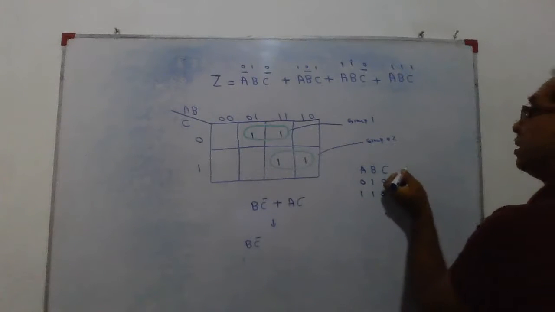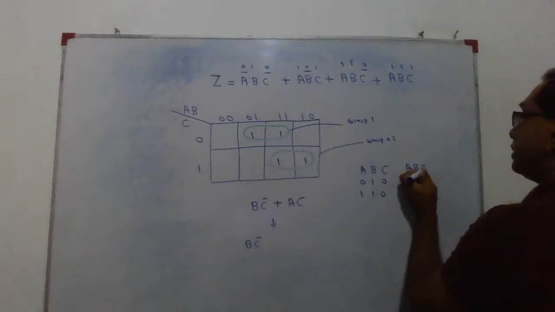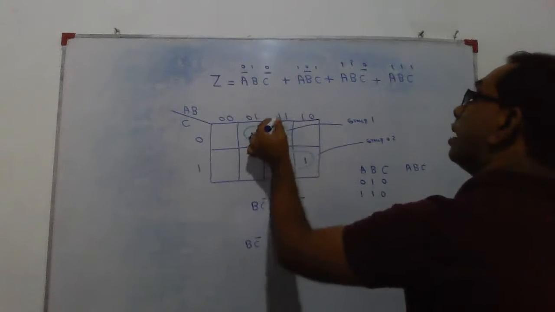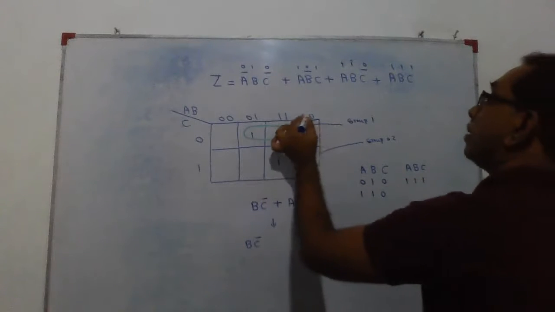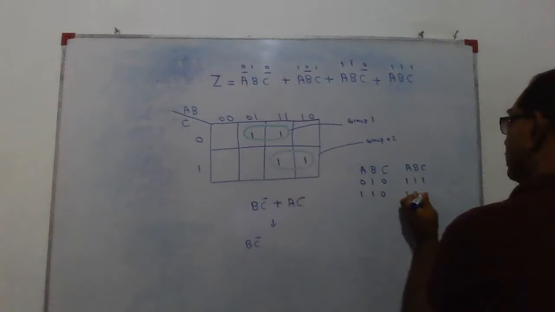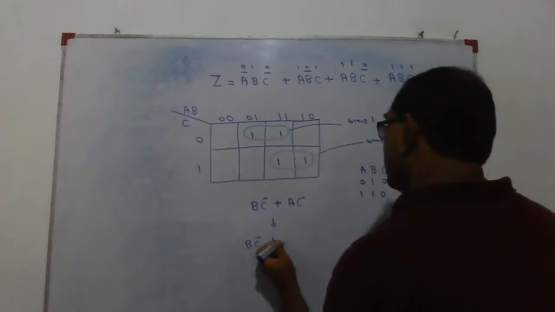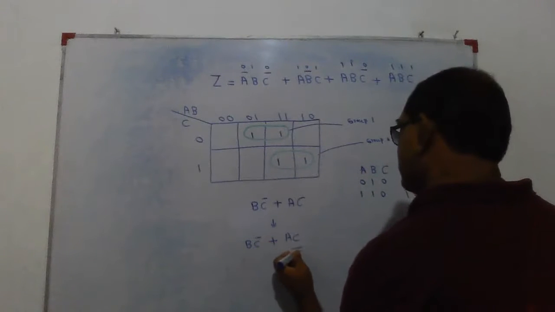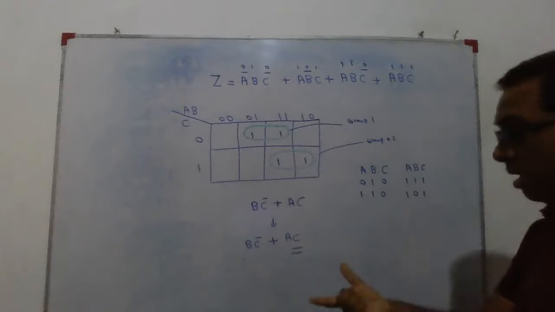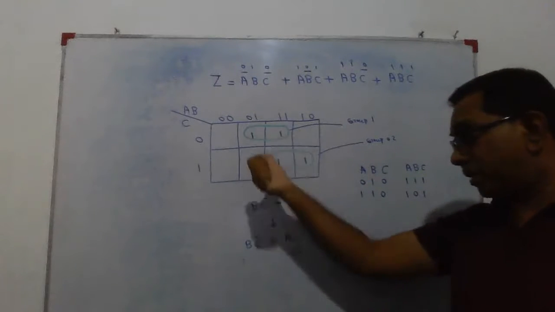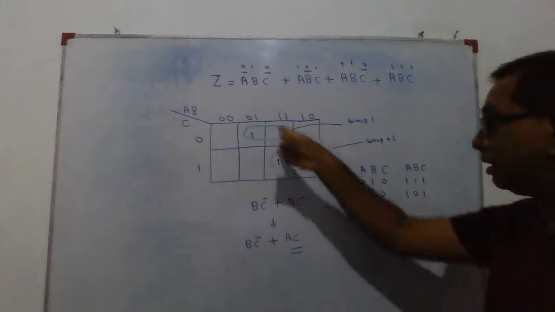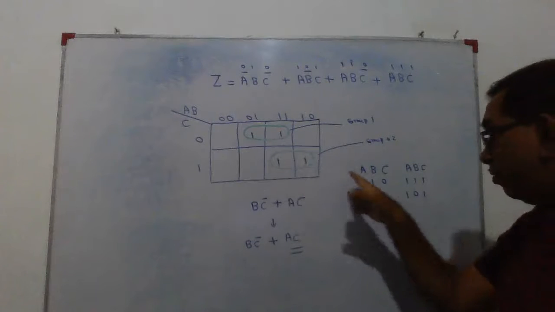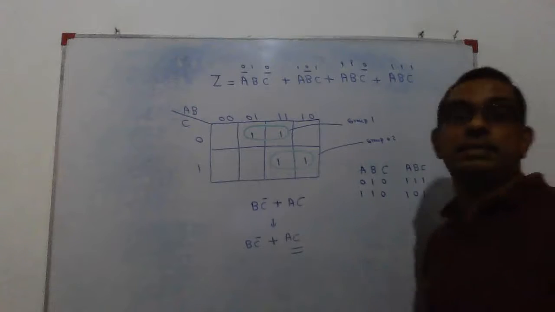Now we have the second group here. We have A and B and C. What are the values? We have got 1, 1, 1 for the first cell. Second one, 1, 0, 1. Then A is common and C is common. So we say A and C. The same answer, both are correct. I get it by seeing the K-map here, or even by writing the values in each group, I could get the same answer.